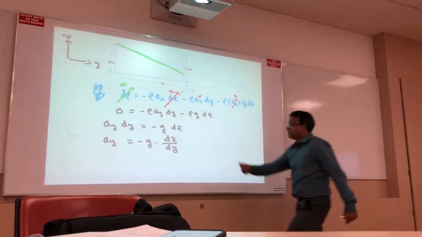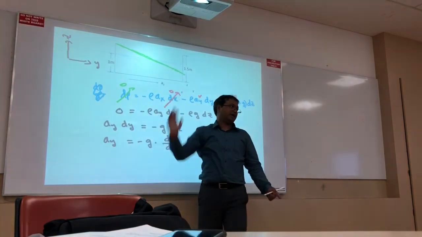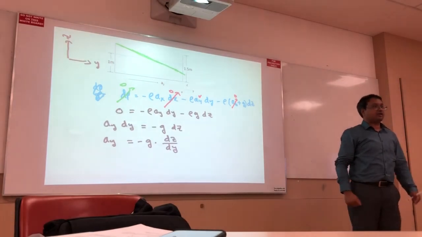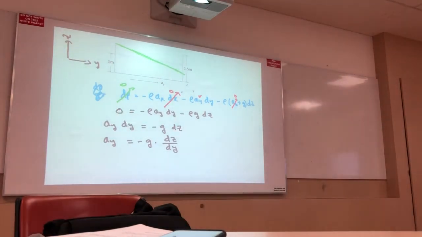This indicates the gradient of this line, right? I can find the gradient along the y and z direction. Gradient is the slope. dz by dy is the slope of this line. Slope is equivalent to dz by dy. Correct. So can you tell me what is the slope dz by dy?